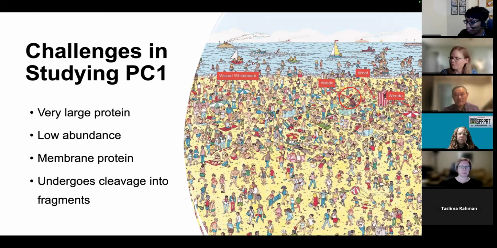There are only a few, and they are membrane proteins. That means they're sitting at the surface of a cell. Now this is a location where our techniques usually have a hard time detecting. If you are on the inside, it tends to be much easier. And then these proteins undergo additional cutting, cleavage. So you make a big protein, fine, but eventually the cell chops it into small pieces, and that makes detection even more difficult. So in other words, this is very challenging.